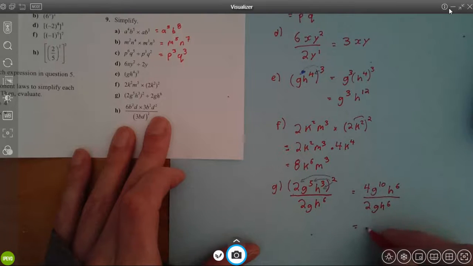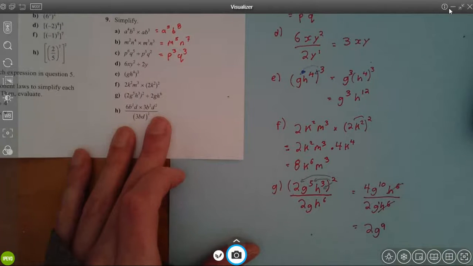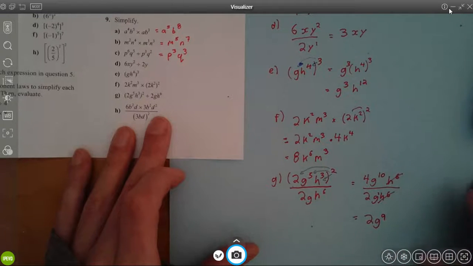And now 4 divided by 2 will be 2. G to the power of 10 divided by g will be g to the power of 9. I just subtract my exponents. And then h to the power of 6 divided by h to the power of 6 just cancels out. That's just equal to 1. So my final answer would be 2 times g to the power of 9.